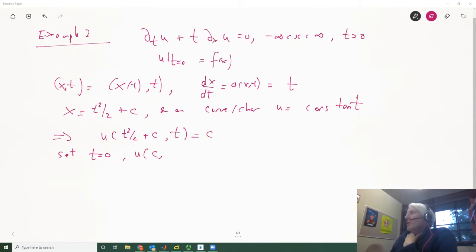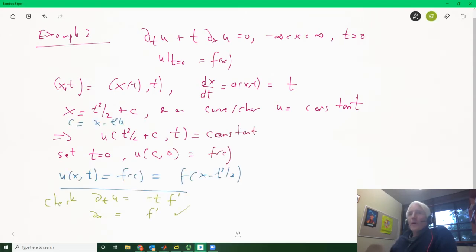All right, and I'll just quickly show you what I probably should have shown you before. That we can check the solution. We can check the initial condition. When t is 0, we do indeed get f of x, and we have the time derivative of u is equal to minus t times f dashed, and the x derivative is just equal to f dashed. So it checks out.